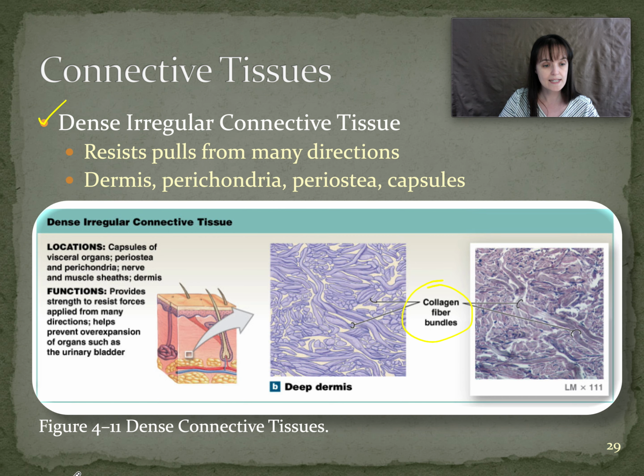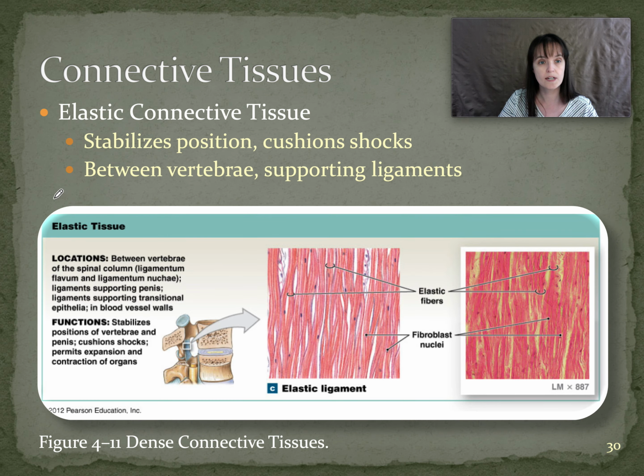And elastic connective tissue stabilizes position, cushions shocks, locations, the elastic ligaments that we've talked about. They're found between the vertebrae, supporting the penis, supporting transitional epithelia, and the blood vessel walls. So everywhere you find elastic ligaments.